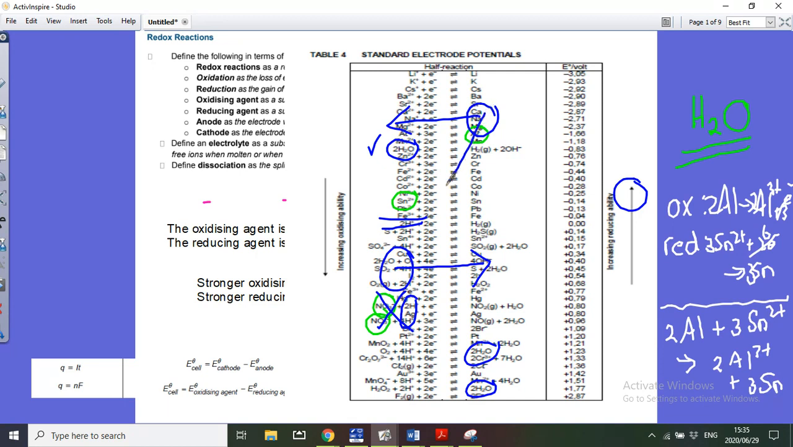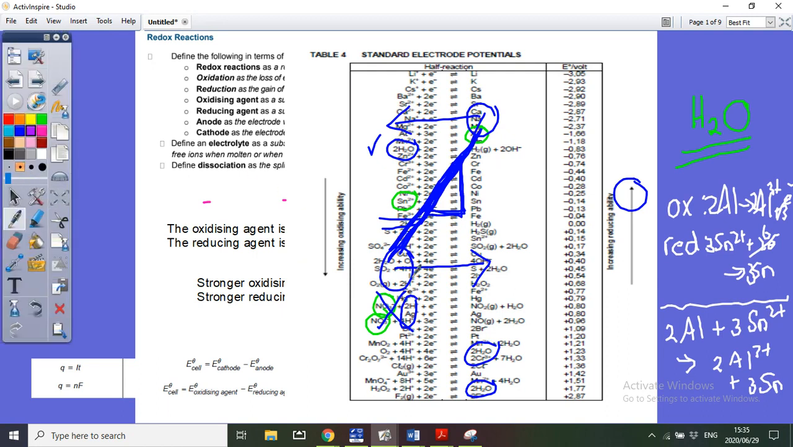So if you find two things on the table like this, and a quick way of seeing it, if you are in a multiple choice question, for instance, if you see a positive gradient, immediately you know it's a spontaneous reaction. So it will be chemical energy converted into electrical energy.